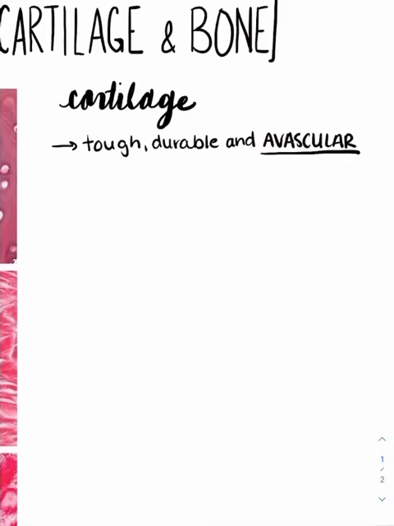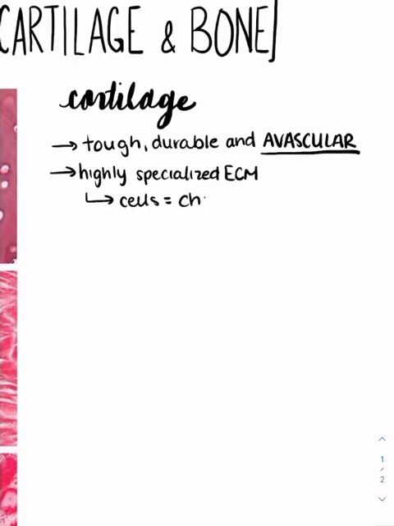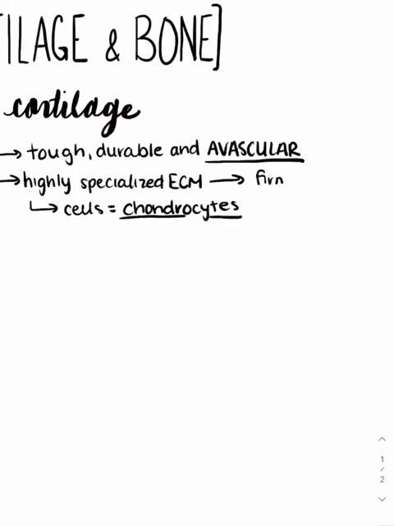Now we're looking at something that is tough and durable, and it's avascular, meaning that it doesn't have a blood supply. It doesn't have any nerve supply. What this means is that the extracellular matrix is going to be firm but somewhat pliable. It's going to allow tissues to bear mechanical stresses. The cells in cartilage are called chondrocytes. Our chondrocytes are going to be the cells of this area.